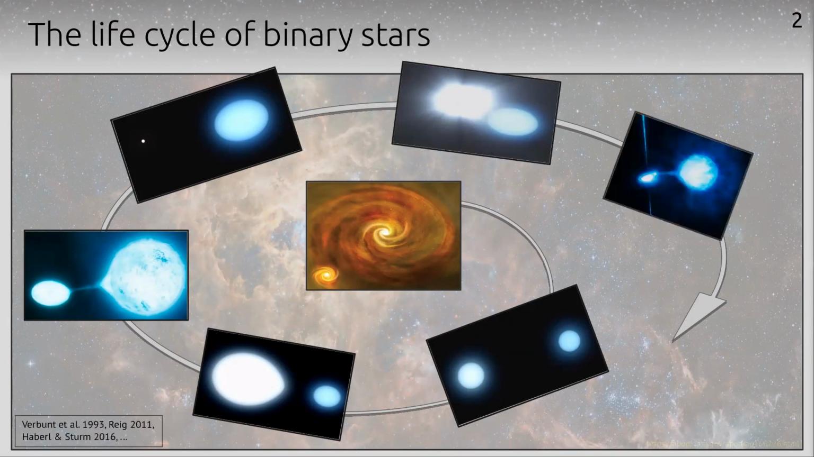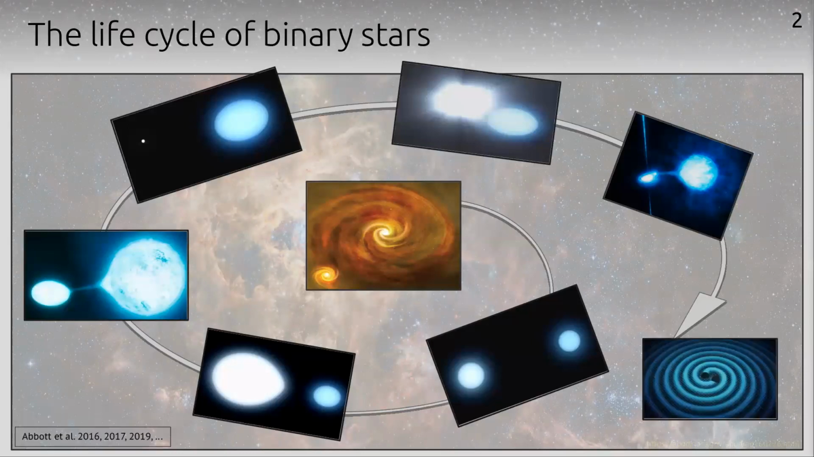And if the system remains bound, then this might lead to the formation of a system such as a Hymer-6 binary, for example. And if the companion is also massive enough, then this can lead to things like gravitational wave mergers, which we've now been observing quite frequently. But it's important to understand how to actually get there.